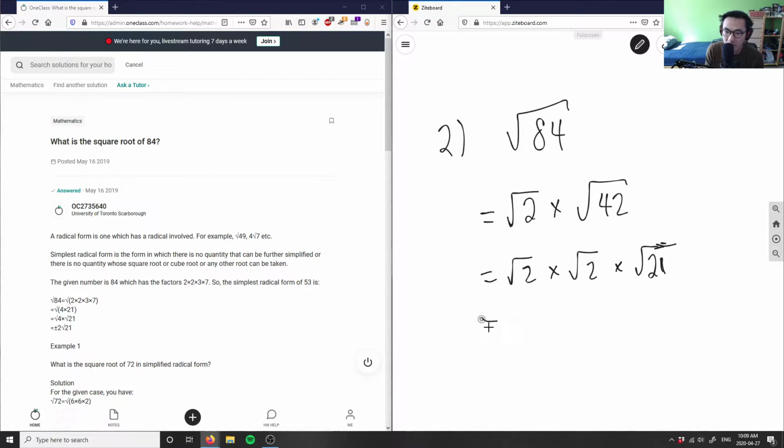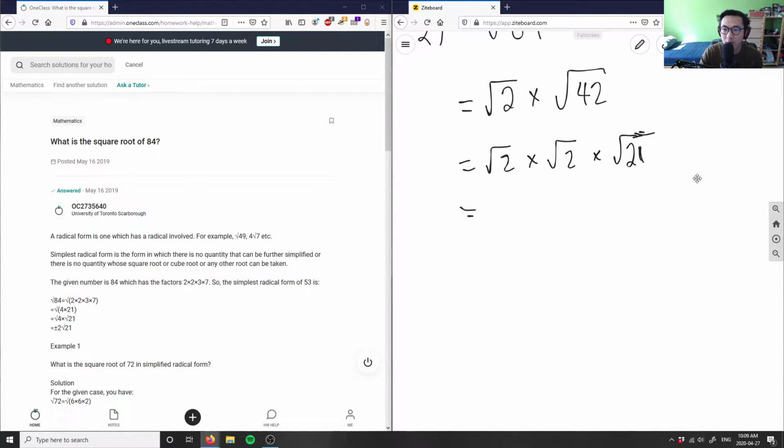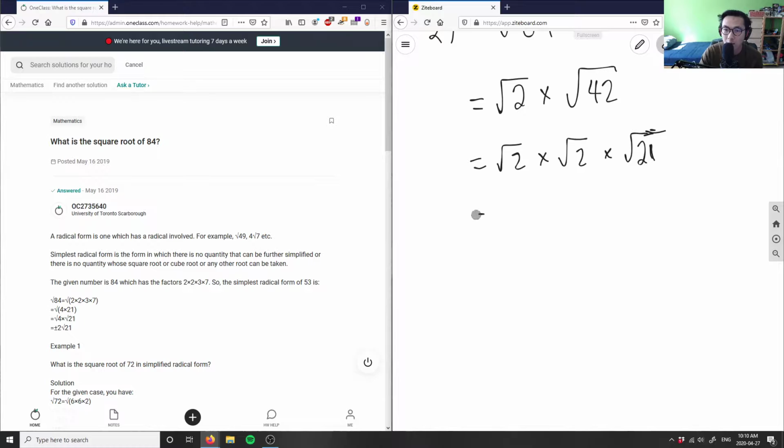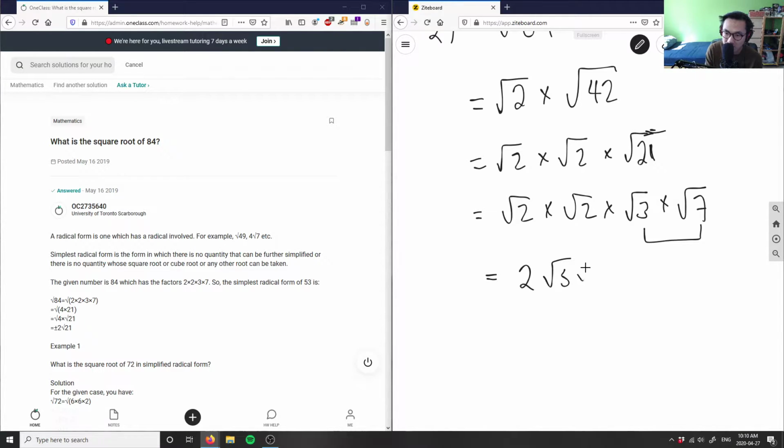And then finally, I can look at my problem here. I could stop here and simplify these root 2's, but I'm going to see how far this 21 breaks down. So I have root 2 times root 2 times. I can't take out a 2 anymore because 21 is an odd number, but I can take out a 3, right? 3 goes into 21. So I would have root 3, and 21 divided by 3 is root 7, right? All of these are now prime numbers, so I can simplify this here. Root 2 times root 2 is simply 2, times root 3 times root 7.